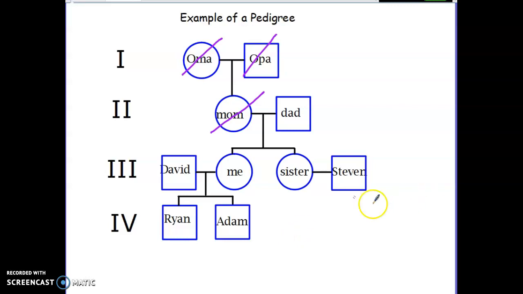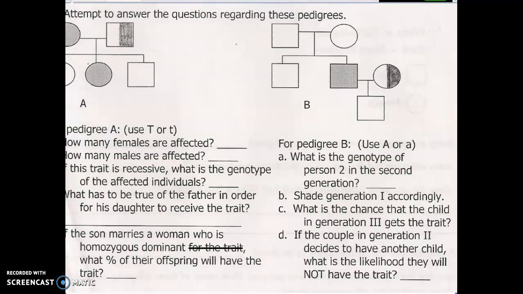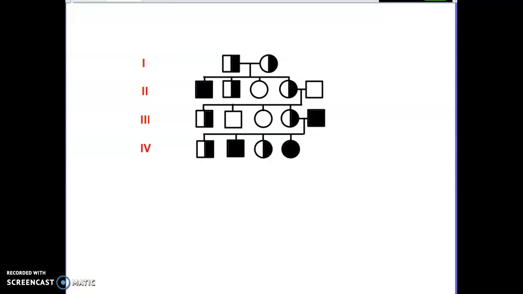Okay, so that's a very simple pedigree there. All right, so we're not going to look at that page or that page. Here's an example of a pedigree. This is just for puppies with some short tails, I think, and we're not going to practice it. I just want you to answer some questions for me.